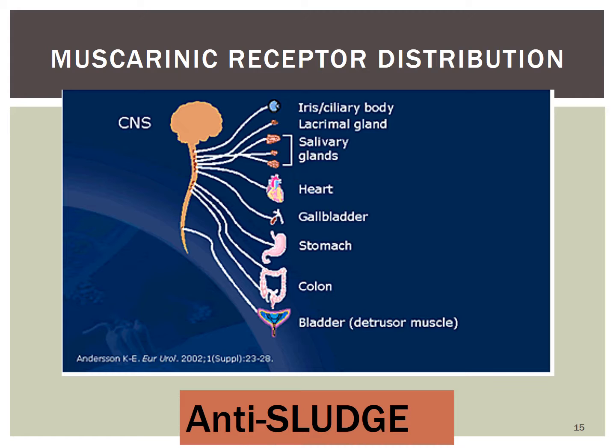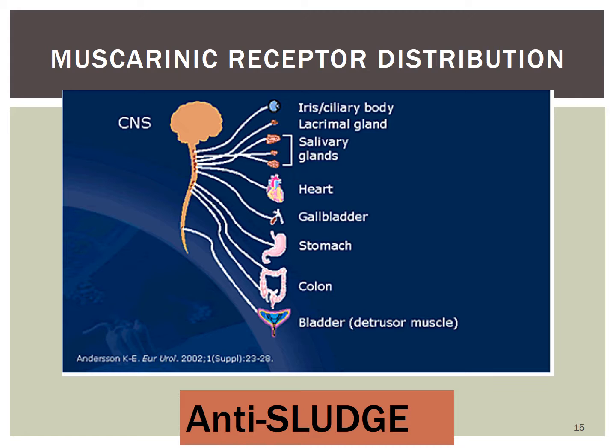This picture highlights where muscarinic receptors are located within our body. But I always use the mnemonic anti-SLUDGE to think about anticholinergic effects in older adults. SLUDGE stands for salivation, lacrimation, urination, defecation, and gastric emptying.